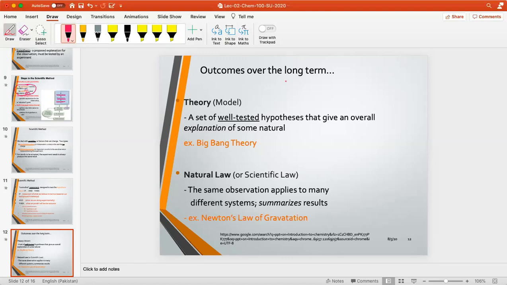Whoever wrote it, wrote it like this: F is equal to ma. Then we come to natural law, which we call scientific law. The same observation applies to many different systems. Now whatever observations we get, if we apply them to any system, for example Newton's law of gravitation, if you apply it, everything will be the same. So these are long term outcomes.